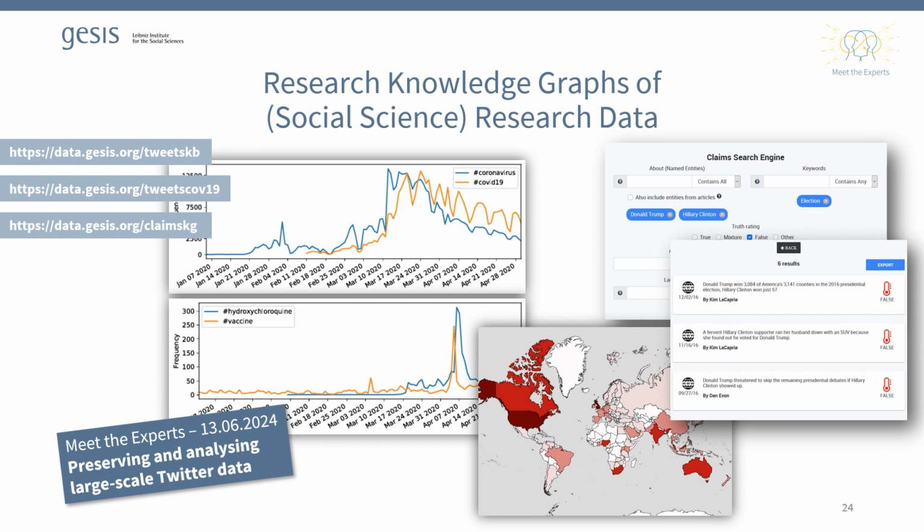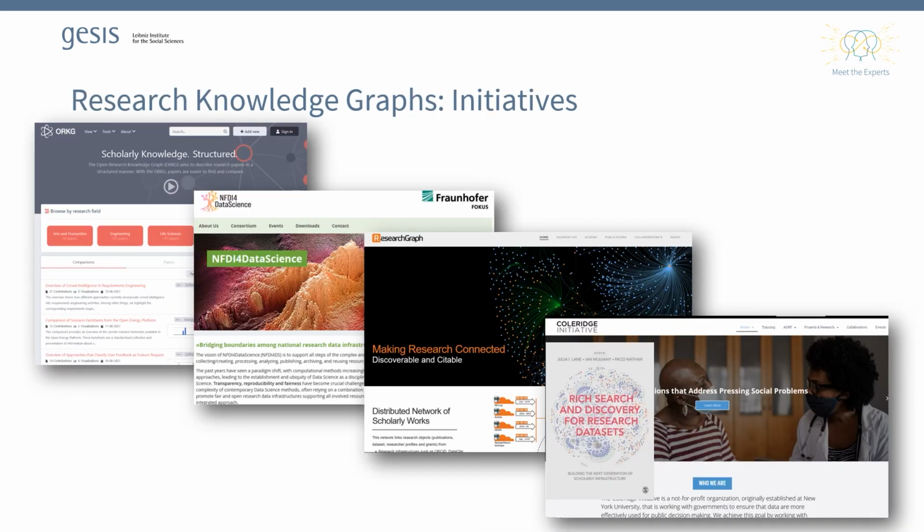It is worth to mention that there are also other initiatives focusing on research knowledge graphs, like the Open Research Knowledge Graph from the TIB in Hanover, the many consortia within the NFDIs in Germany, the Research Graph Foundation, and the Coleridge Initiative as international initiatives, to name just a few of them.